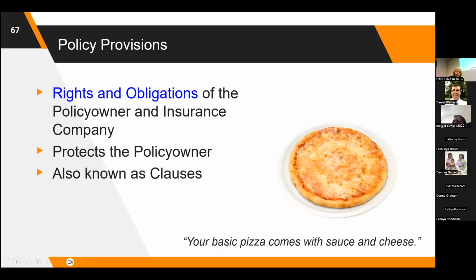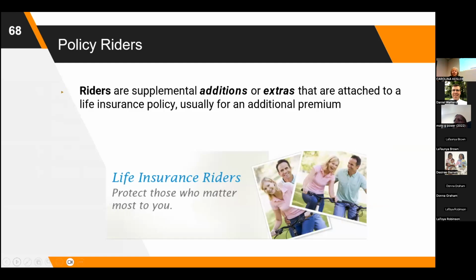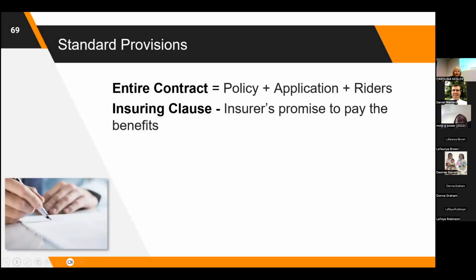That's another two-hour one. Rights and obligations of the policy owner. The insurance company protects the policy owner, and the policy provisions are also known as clauses. Riders are supplemental additions or extras that you attach to your policy for additional premium. They're not free, right? The most common is your spouse. Waiver of premium, child riders, those are added to your policy for an extra cost, right? The entire contract is the policy, the application, and any riders. That's a test answer.